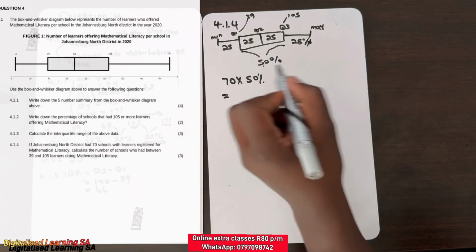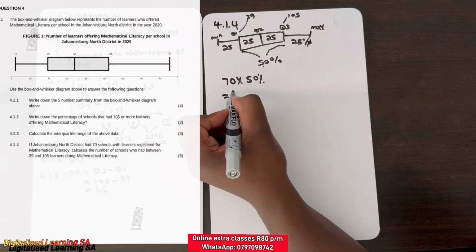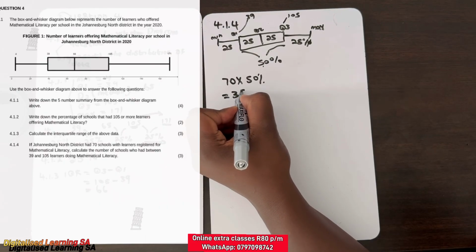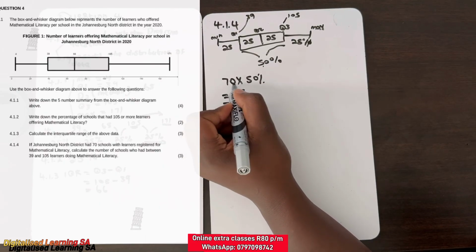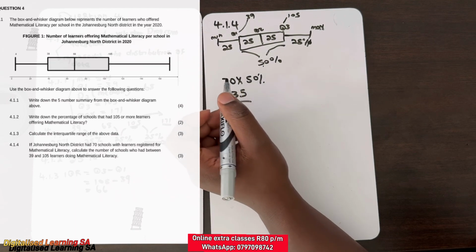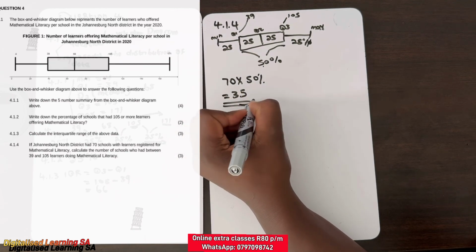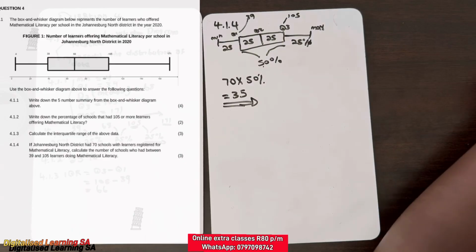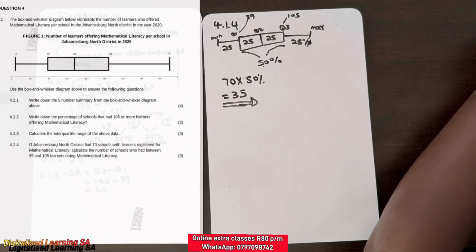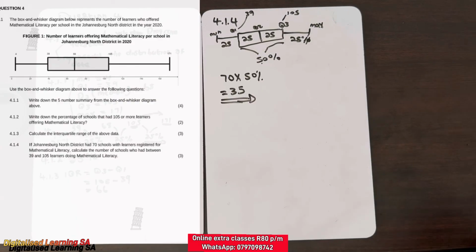Our answer will be 35. If you plug 70 multiplied by 50% in the calculator, you will get 35. And now we are done with the box and whisker diagram questions. Now let's move to the next question.